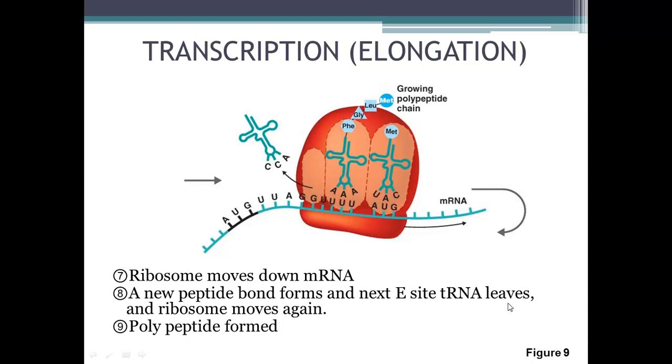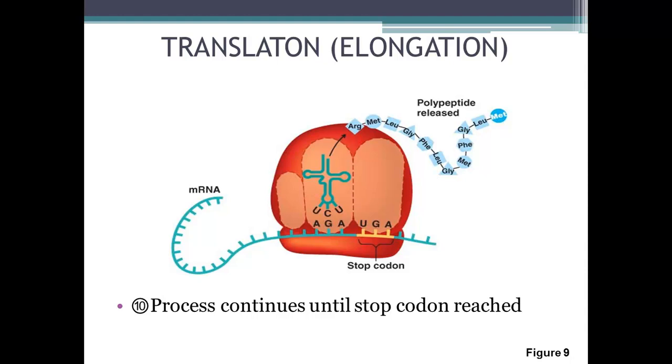So we're going to see in this picture, now we're going to move along, and we keep on moving. So the ribosome translocates, so the mRNA is not moving, it's the ribosome that's moving. So the ribosome moves down the mRNA, and new peptide bonds are formed between each one of these new amino acids. And then the next E site tRNA leaves, and the ribosome moves again. And it keeps moving, and a polypeptide chain is going to be formed. And this process continues until the stop codon is reached.